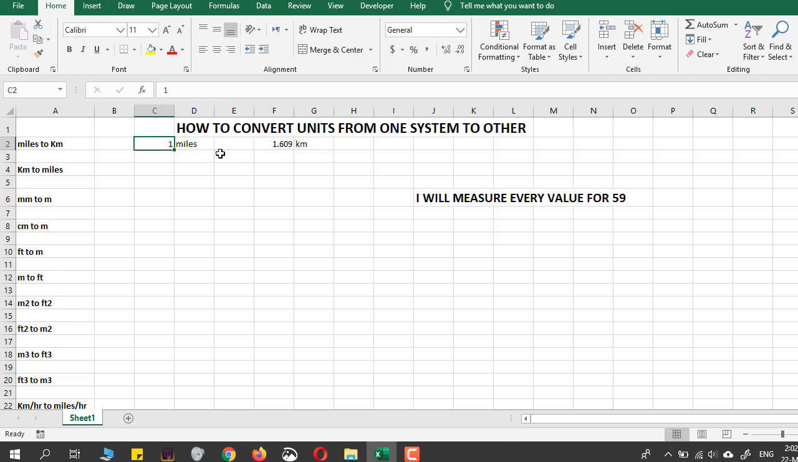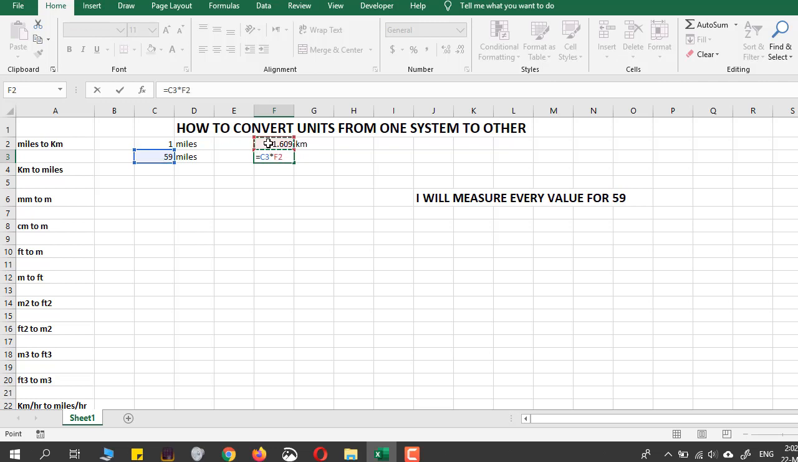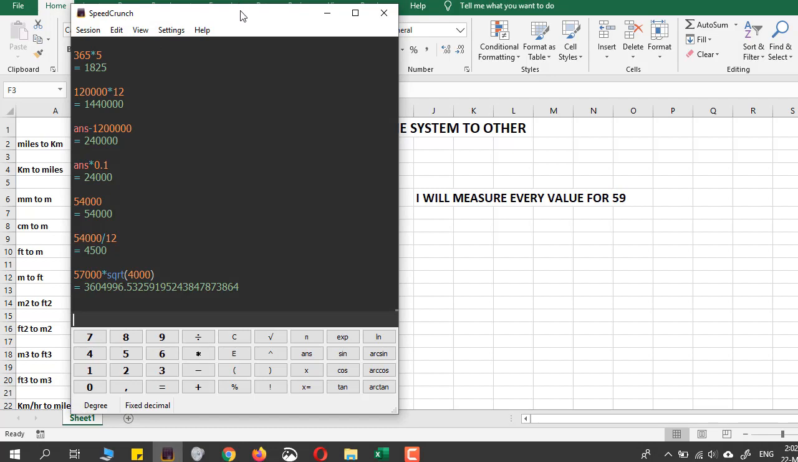Firstly, I know that in 1 mile, there are 1.609 kilometers. So, going back to this number 59, how many kilometers are there in 59 miles? I will write 59 miles equals, and put an equal sign here. So 59 multiplied by 1.609 gives me 94.931 kilometers. If you have any other number, just put that number in, and even in a calculator you could do that.